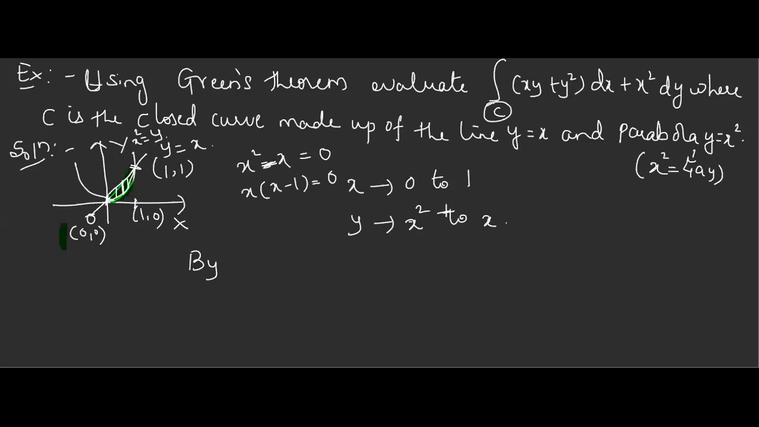Now, you just compare this and tell me, along with dx, whatever you have, you take it as m. So let m equal to xy plus y square. And can you tell me what n is now? N is x square.